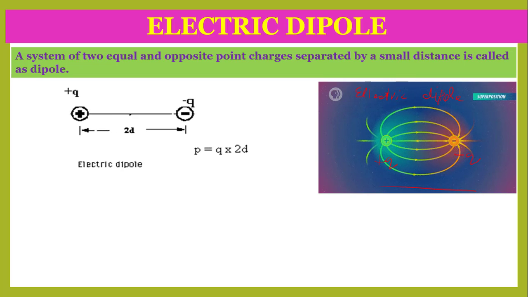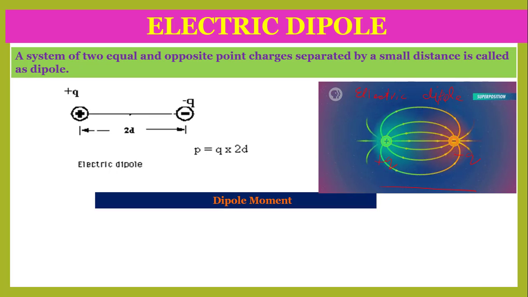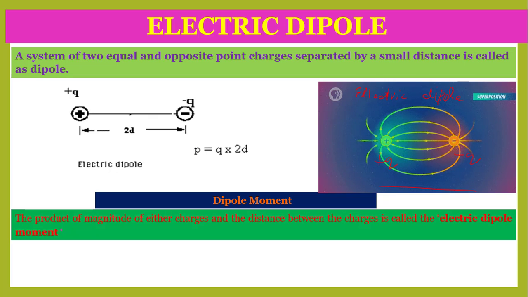Now for this electric dipole, we define a very important quantity called the electric dipole moment. This electric dipole moment is the product of the magnitude of either charge, taking any one of the charges in its magnitude, multiplied by the separation between the charges.